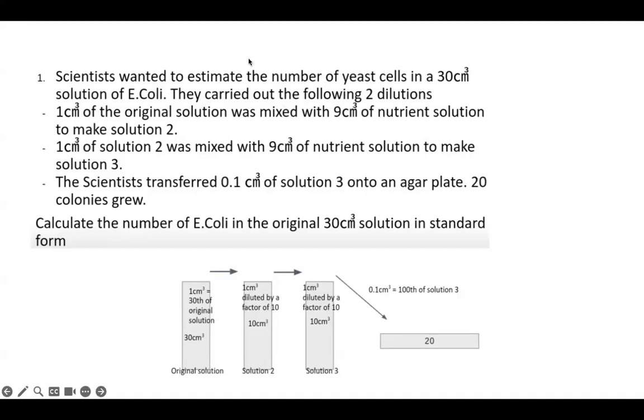How do you get to 20? Oh, the 20 is simply coming from the 20 colonies that have grown on the agar plate.